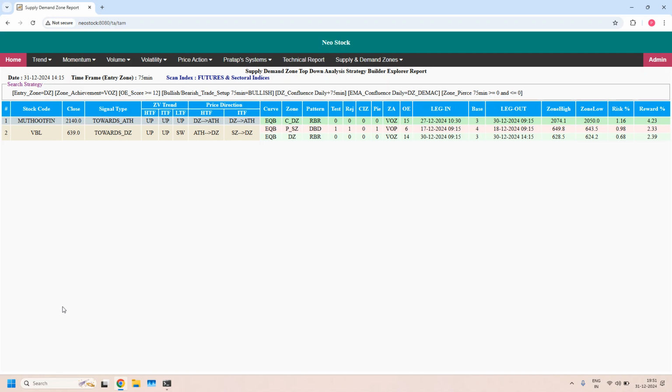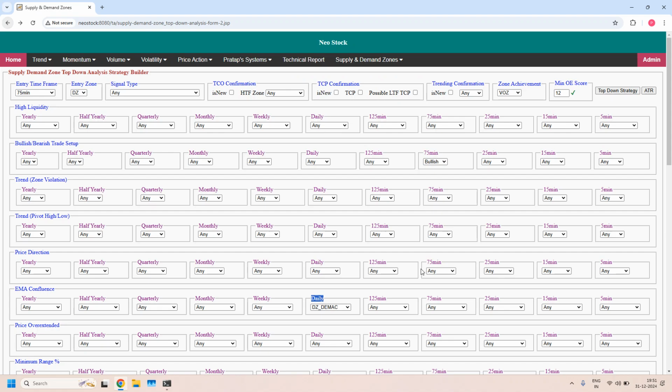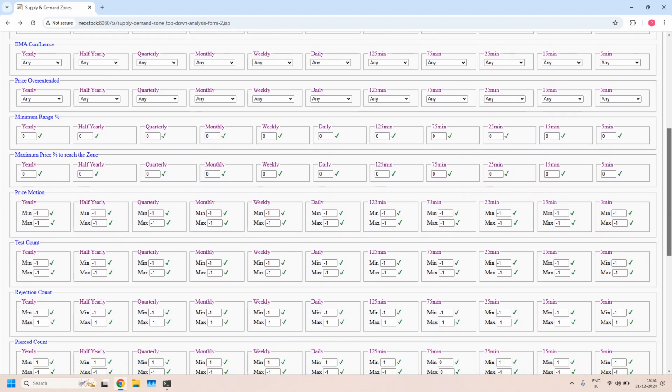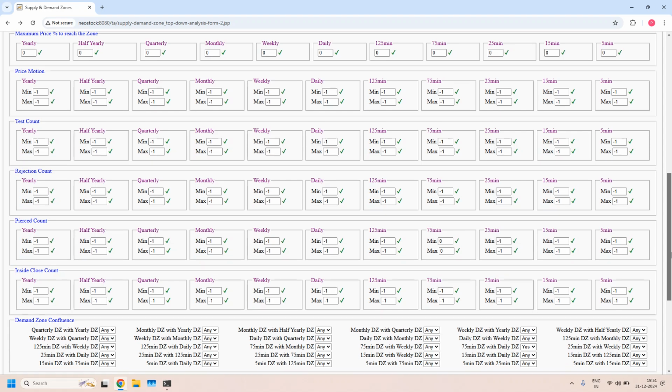We can also add one more filter, LTF, ITF and HTF demand zone confluence. I am removing this filter, that is 75 minutes daily and weekly demand zone confluence. 3 filters we have to set.